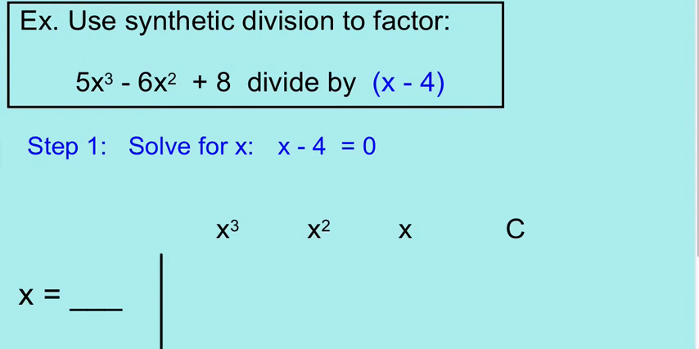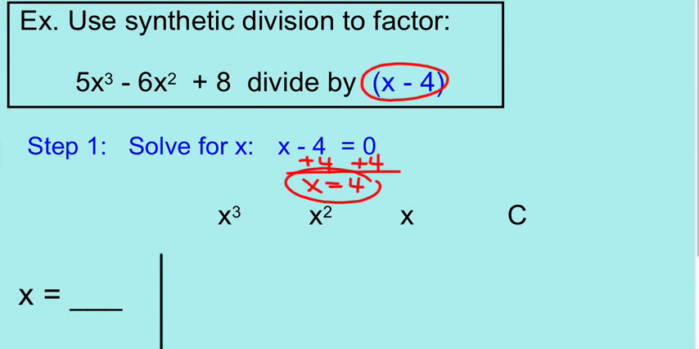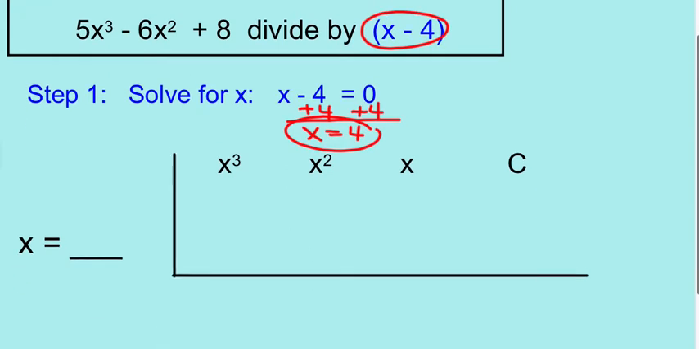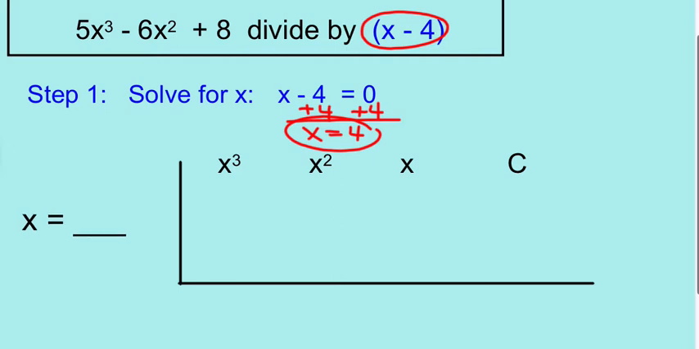We want to use synthetic division to divide by x minus 4. So the first step is to take this factor that you're dividing and solve it for x. So we're going to add 4 to both sides. And we get x equals 4. So that's the number that's going to go out in front. Just going to bring this box up a little bit here so I have some room.